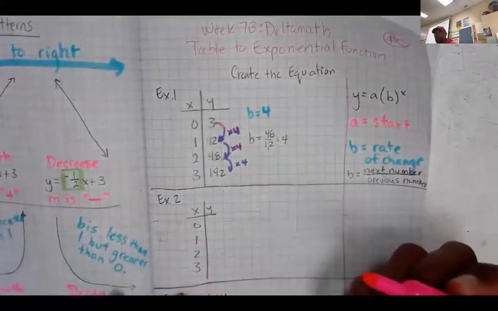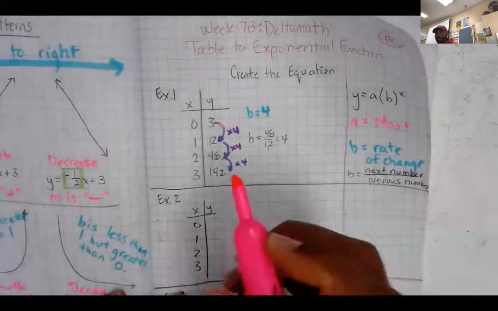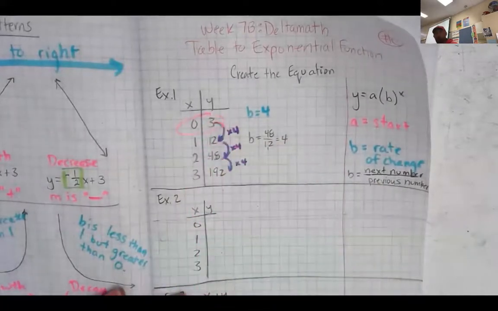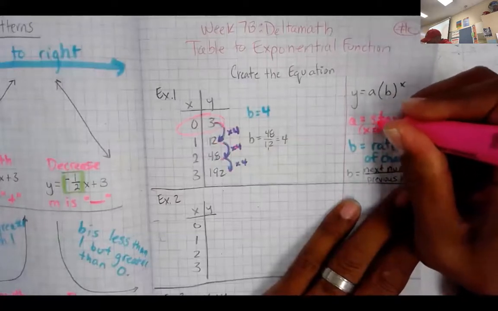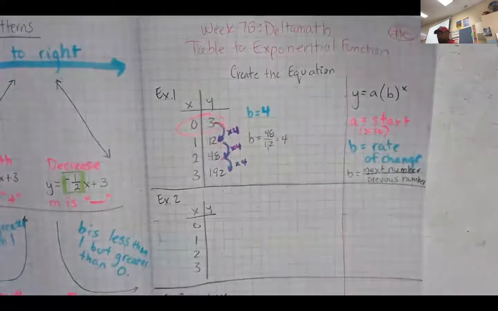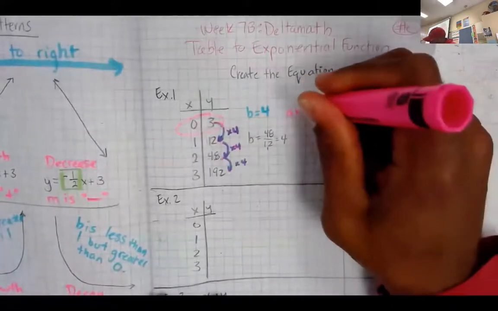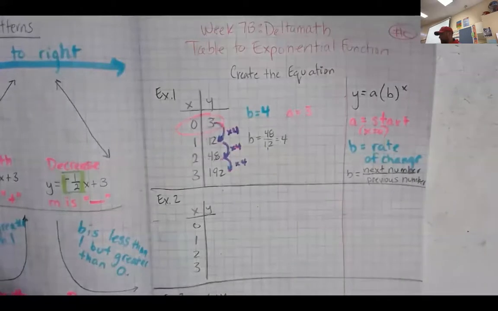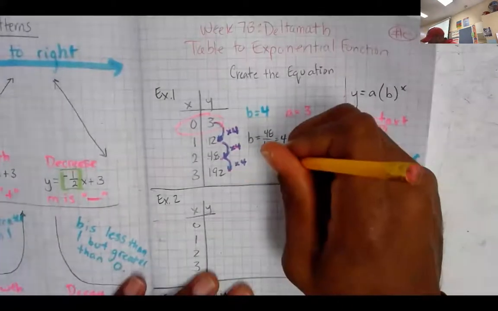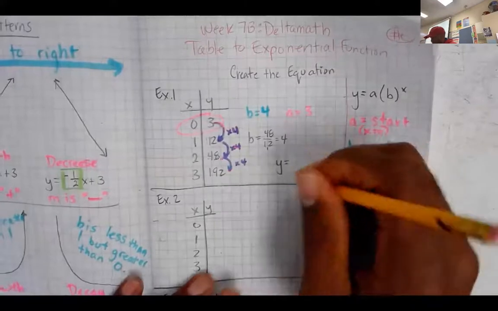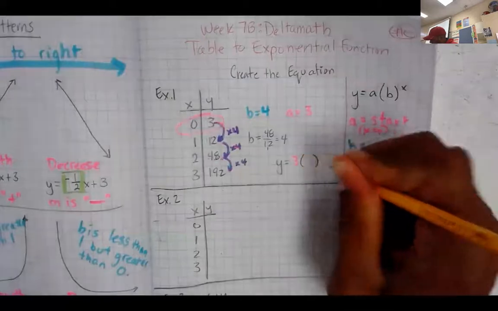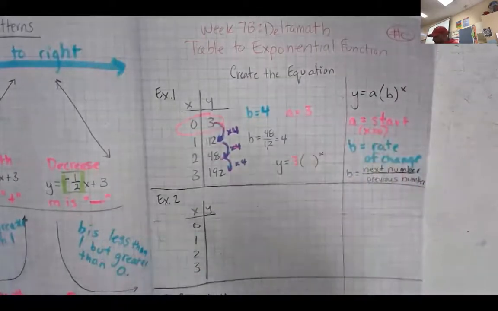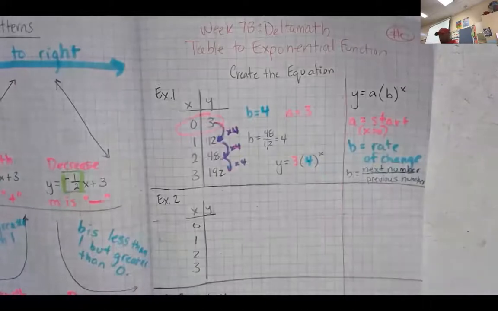Now the start value is always the number where x equals 0. Boom, right there. Okay, so remember that wherever x equals 0, that's your start value. All right, so a is equal to 3. All right, so now we got to write out the equation. So first, y equals your a, so the 3, times the b, which is 4, and then raised to the x power. Okay, so that's how you do that.